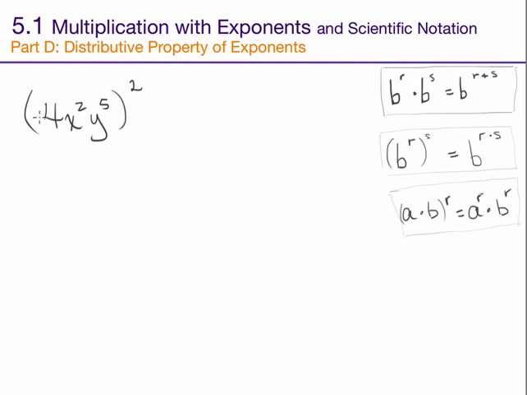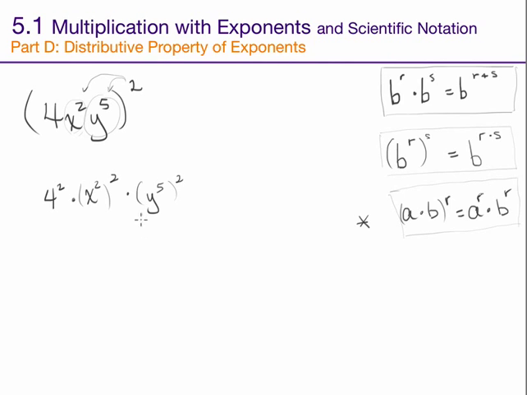Since I have a large expression here, raised to a power, I'm going to start by using the distributive property of exponents and apply this squared to everything inside. That means rewriting this problem as 4 squared times x squared, squared, times y to the 5th, squared.